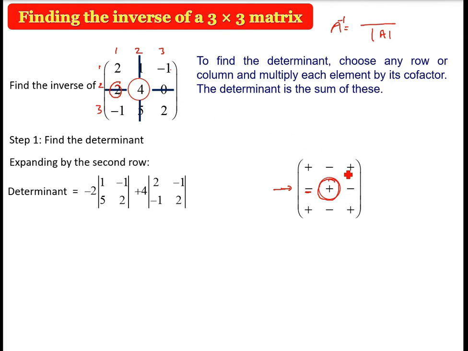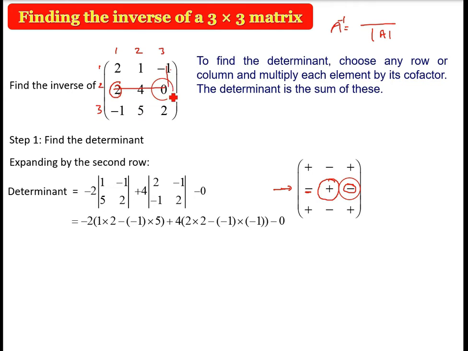We are following the sign convention. Then minus 0. And I am not writing anything after 0 because it is 0 only. So for 0 you have to do it like this: 2, 1, minus 1, 5. We are not writing it because ultimately it will be 0. So now minus 2. Whatever is inside, because this is a 2 by 2 matrix, it will be cross multiplication: 1 into 2, 5 into minus 1, 2 into 2 and minus 1 into minus 1, and you subtract them. So this is your final determinant. So the first step is done.